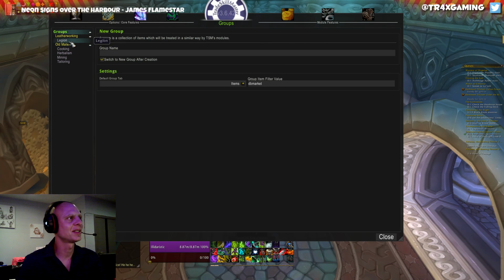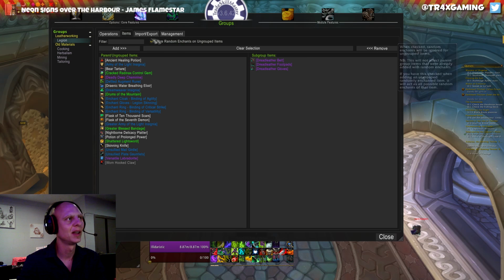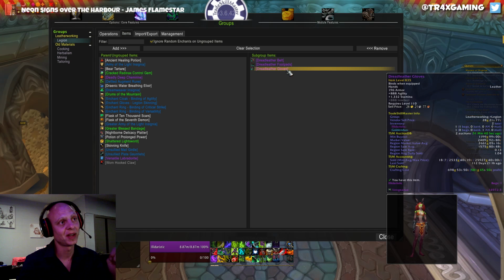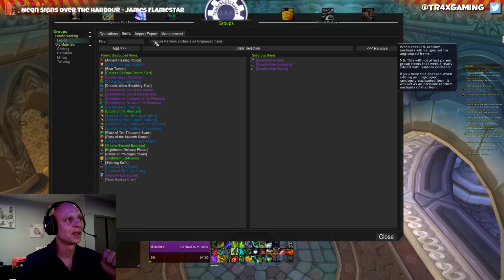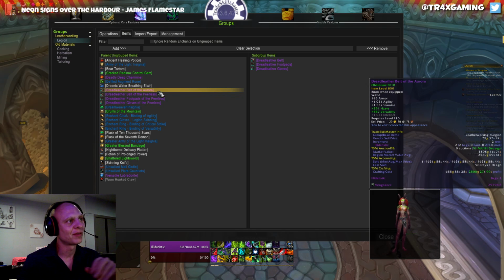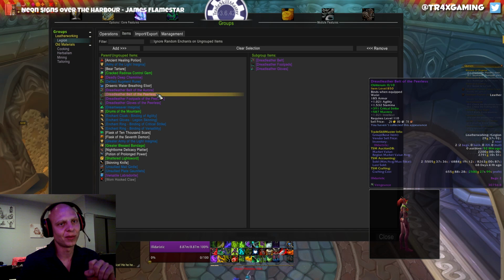Now I'm gonna jump back to the stats really quick. I have a group right now that says post cap 2. So it's going to post a maximum of 2 dread leather belts, 2 dread leather foot pads, and 2 dread leather gloves. And you can see if I unselect ignore random enchants, that we already have 2 different kinds of belts. The dread leather belt of the Aurora, which has a market value of 3,500 gold, and the belt of the Peerless, which has a market value of 2,200 gold.